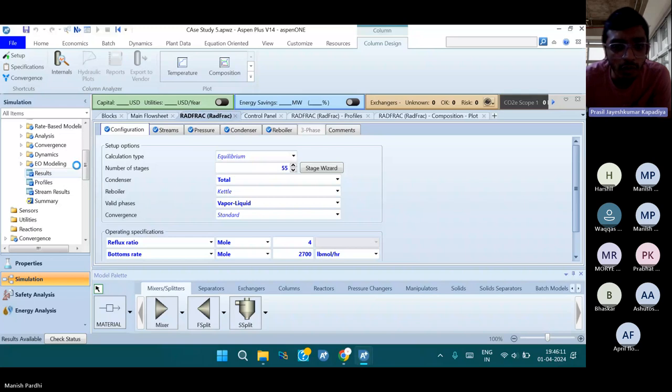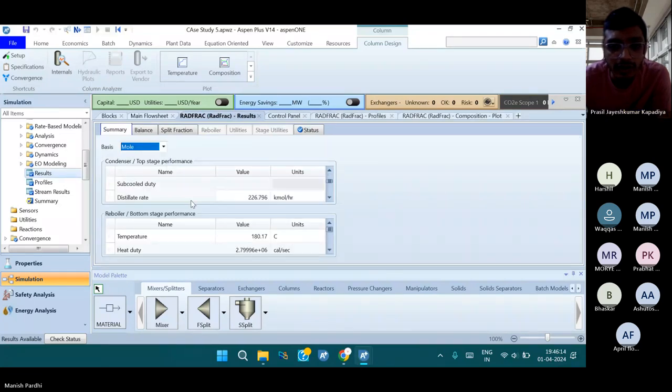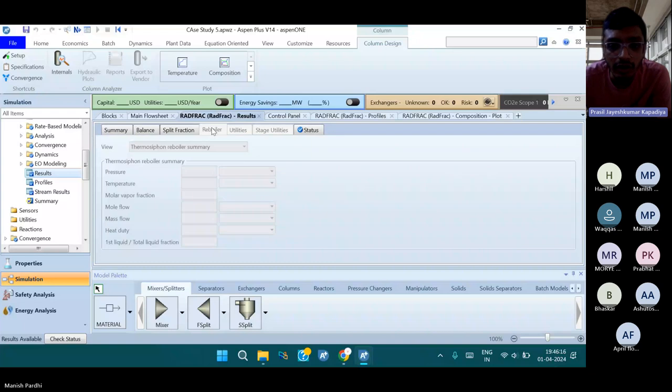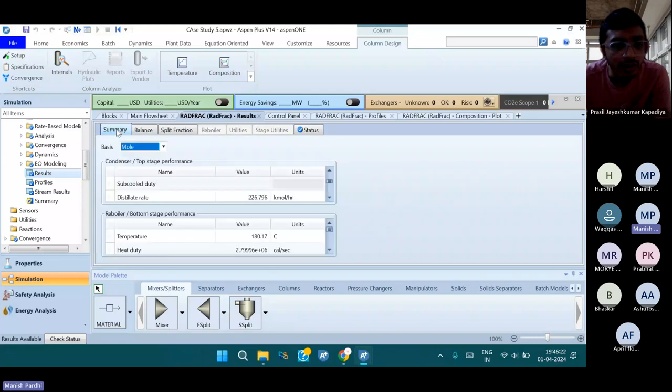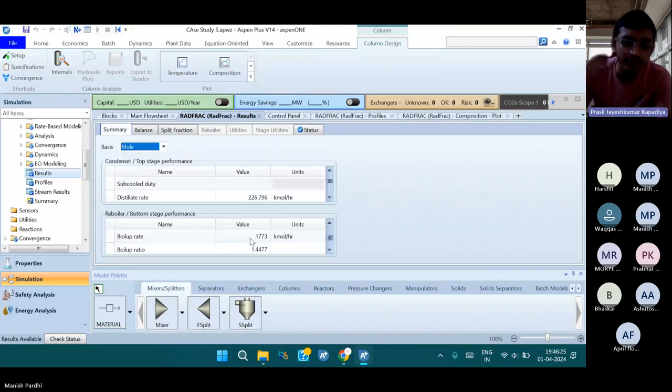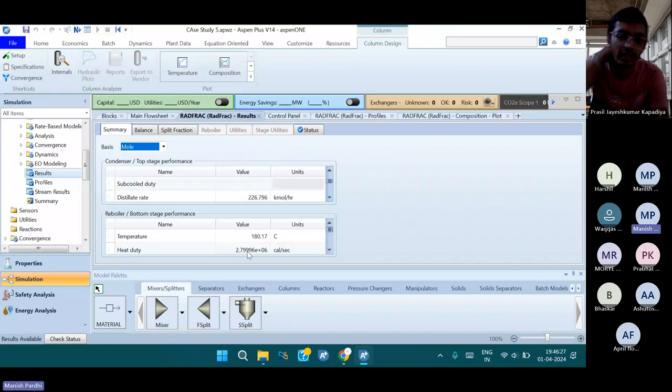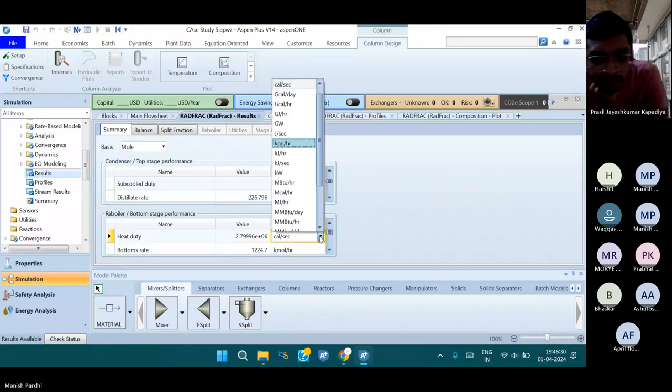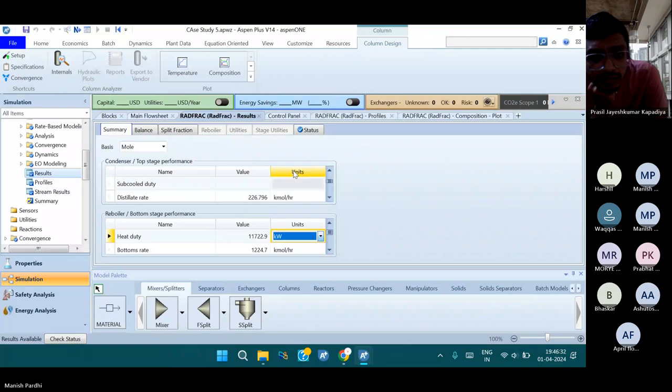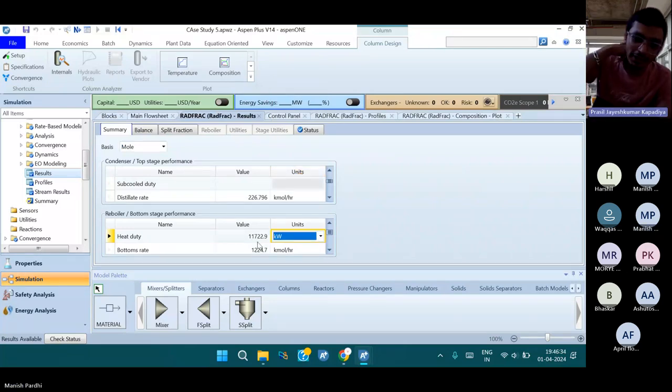Okay, what is the value of reboiler duty? In kilowatt. Yes, in kilowatt. Oh, that is 11. Okay, can you remember this number? 11,722. Okay, I will share my screen now.